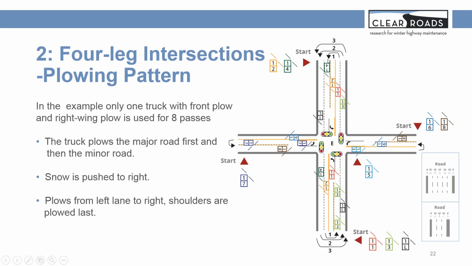When it reaches the end, it turns around and starts pass number 4 to plow the middle lane, crosses the intersection and shifts to the right to clear the right lane. After that, there will be another pass called later. This pass will clear the shoulder and part of the right lane on the main road. It turns around to complete the clearing of the major road. And then the truck turns right onto the minor road to clear the eastbound through lanes.